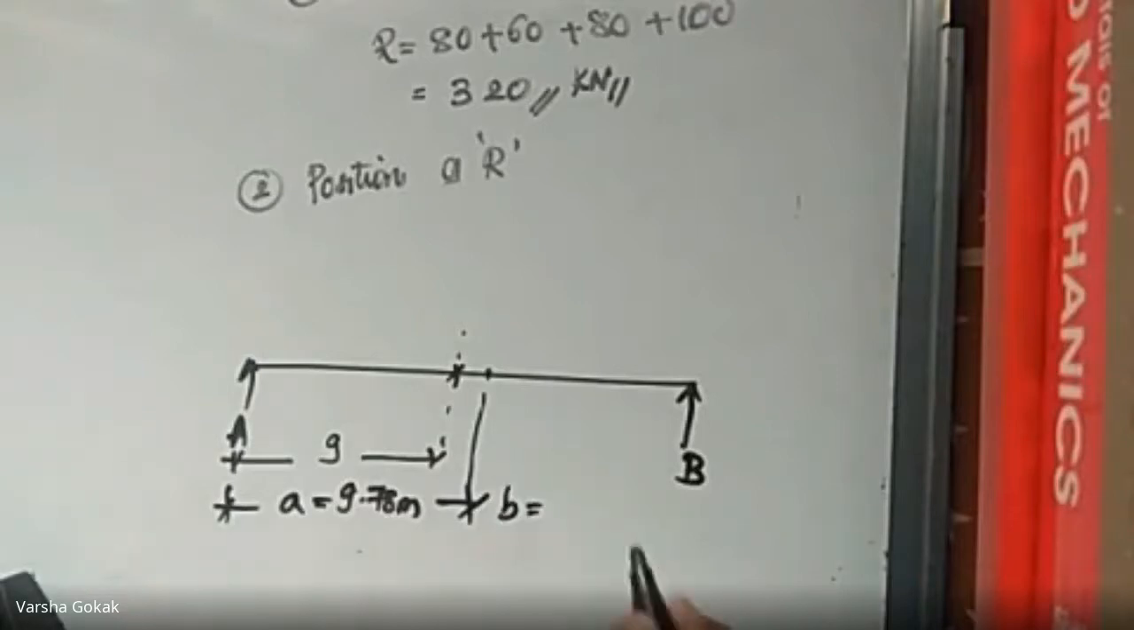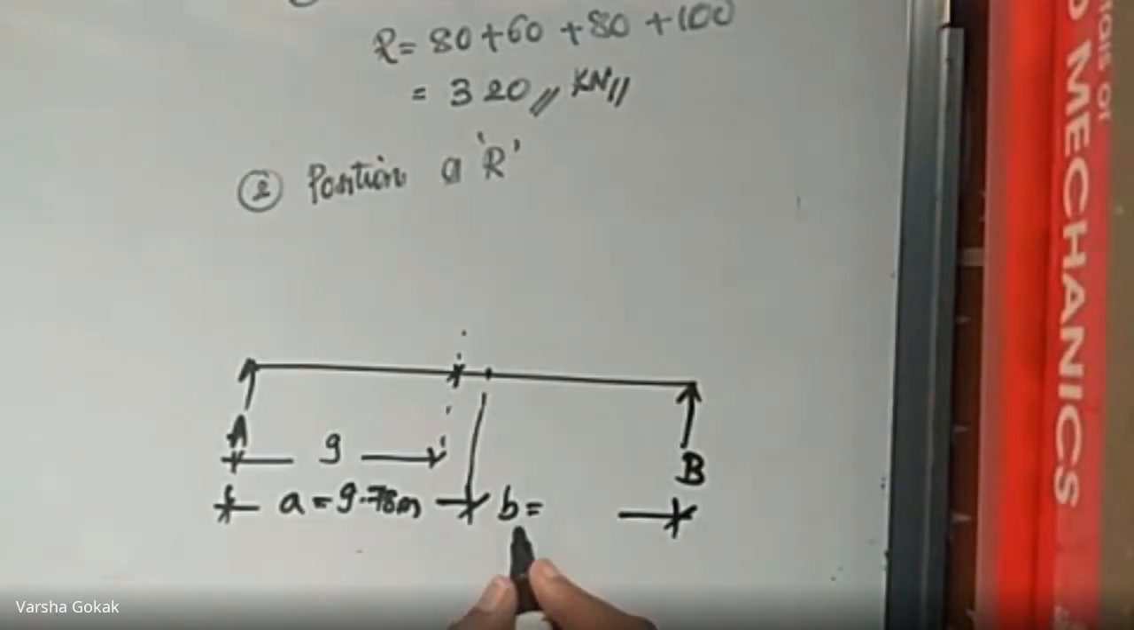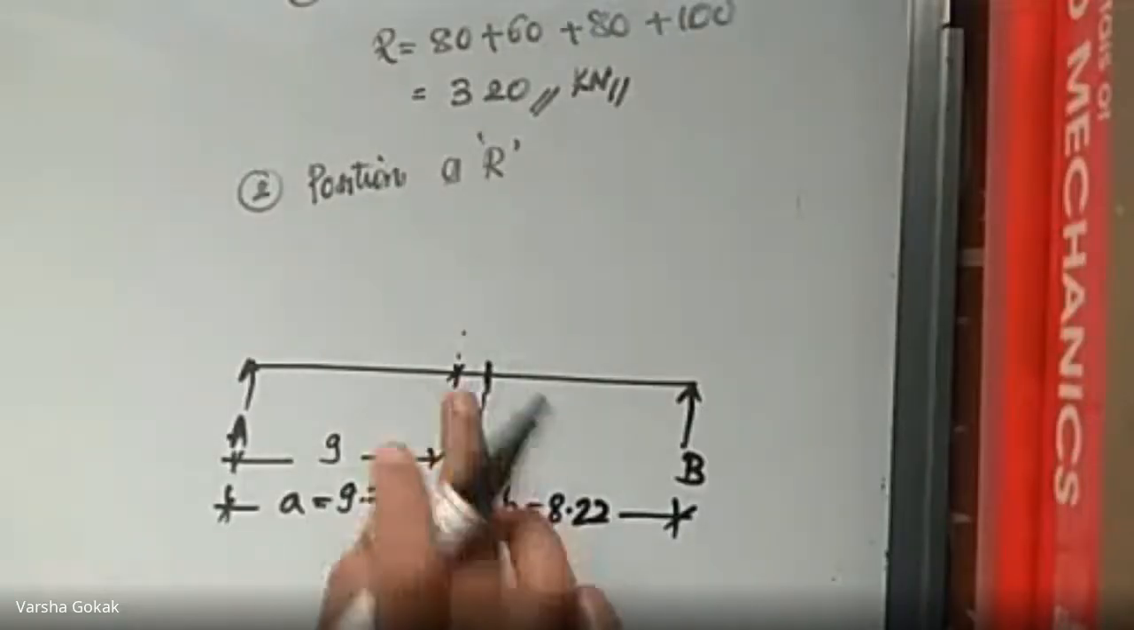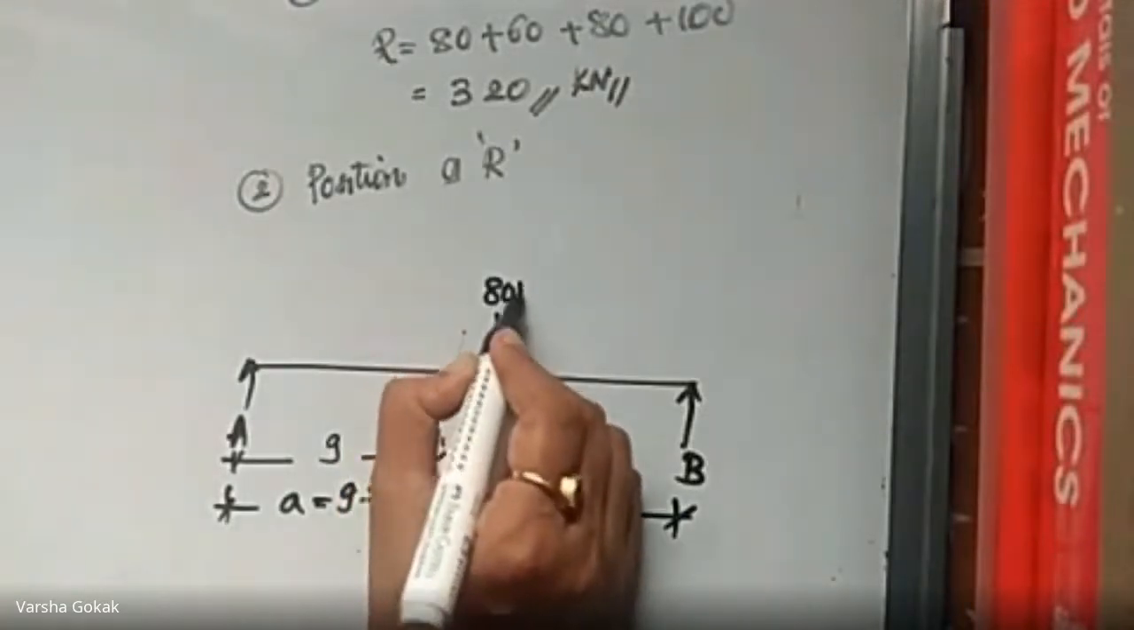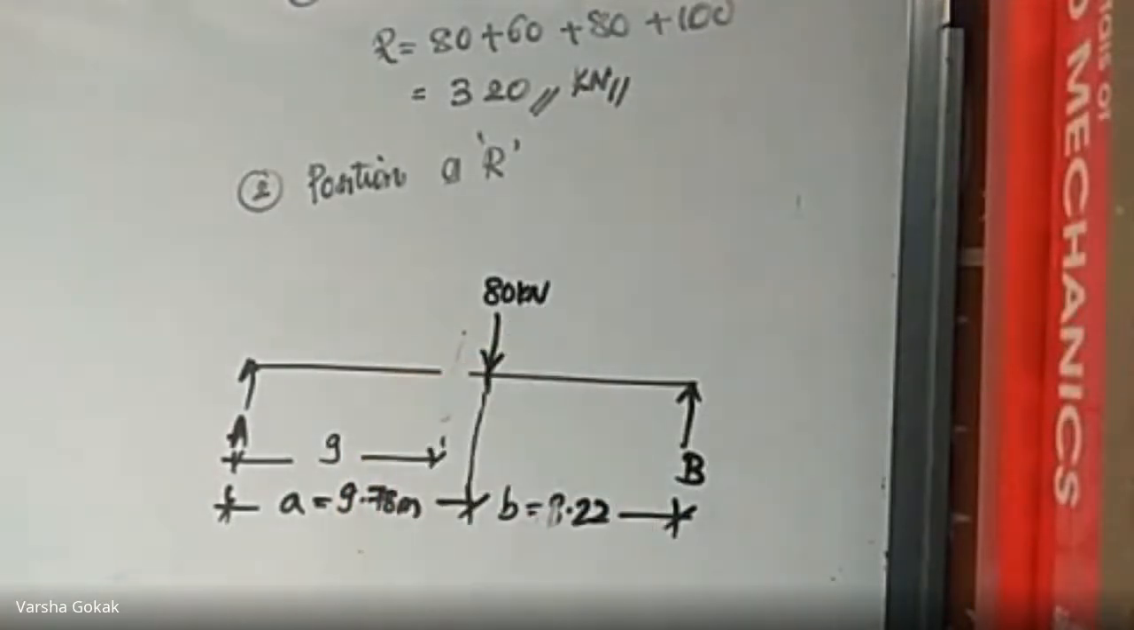So what would be the B value? 18 minus 9.78. How much? 8.22 meters. So this is the point where it is 9.78, and on this point is that load of 80 kilonewton. You can go ahead with this methodology also.